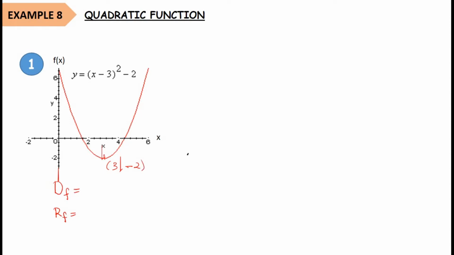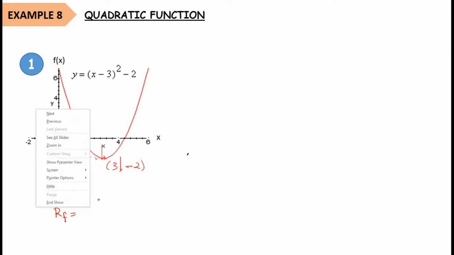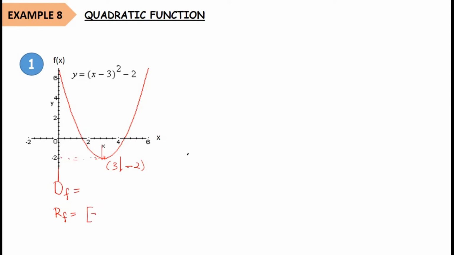Meaning that the range of this graph starts from negative 2 and above. So we can write this as the range of f is from negative 2 up to infinity. But for the domain, there is no limit. It's from negative infinity to infinity. So we can write the domain of f is all the real numbers, or negative infinity up to infinity. Meaning that for a quadratic function, to determine the range, you have to determine the minimum or maximum point first, before you can determine the range.